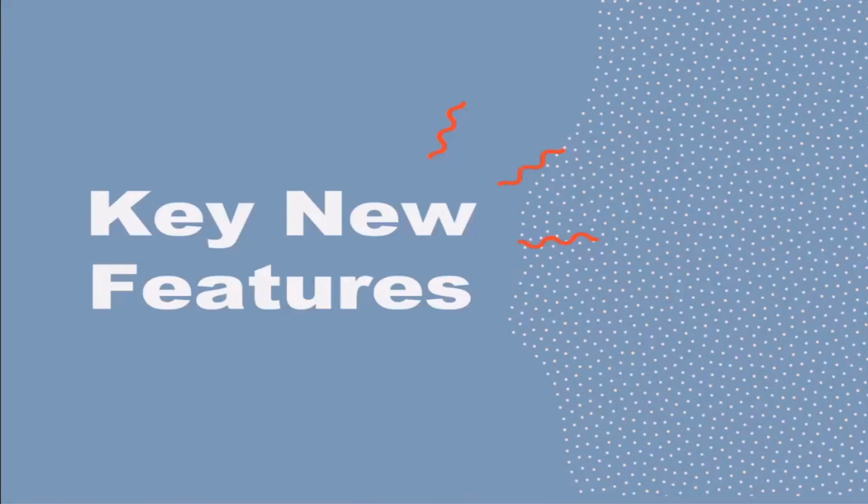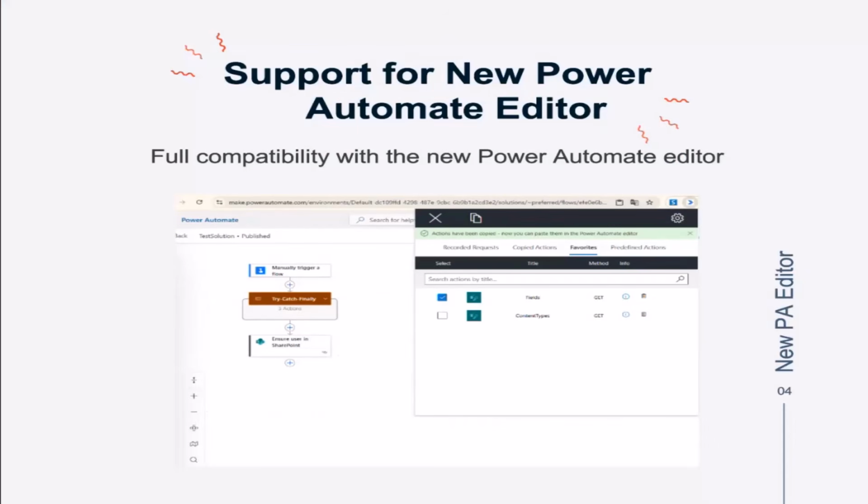Now, let's go through the description of new features that have been added since the first release. The first one is the support for the new Power Automate editor. This editor uses a slightly different internal structure for actions. The mechanism for copying works differently compared to the classic version. Despite these changes, I implemented a smart solution that allows actions to be pasted seamlessly into the new editor as well.